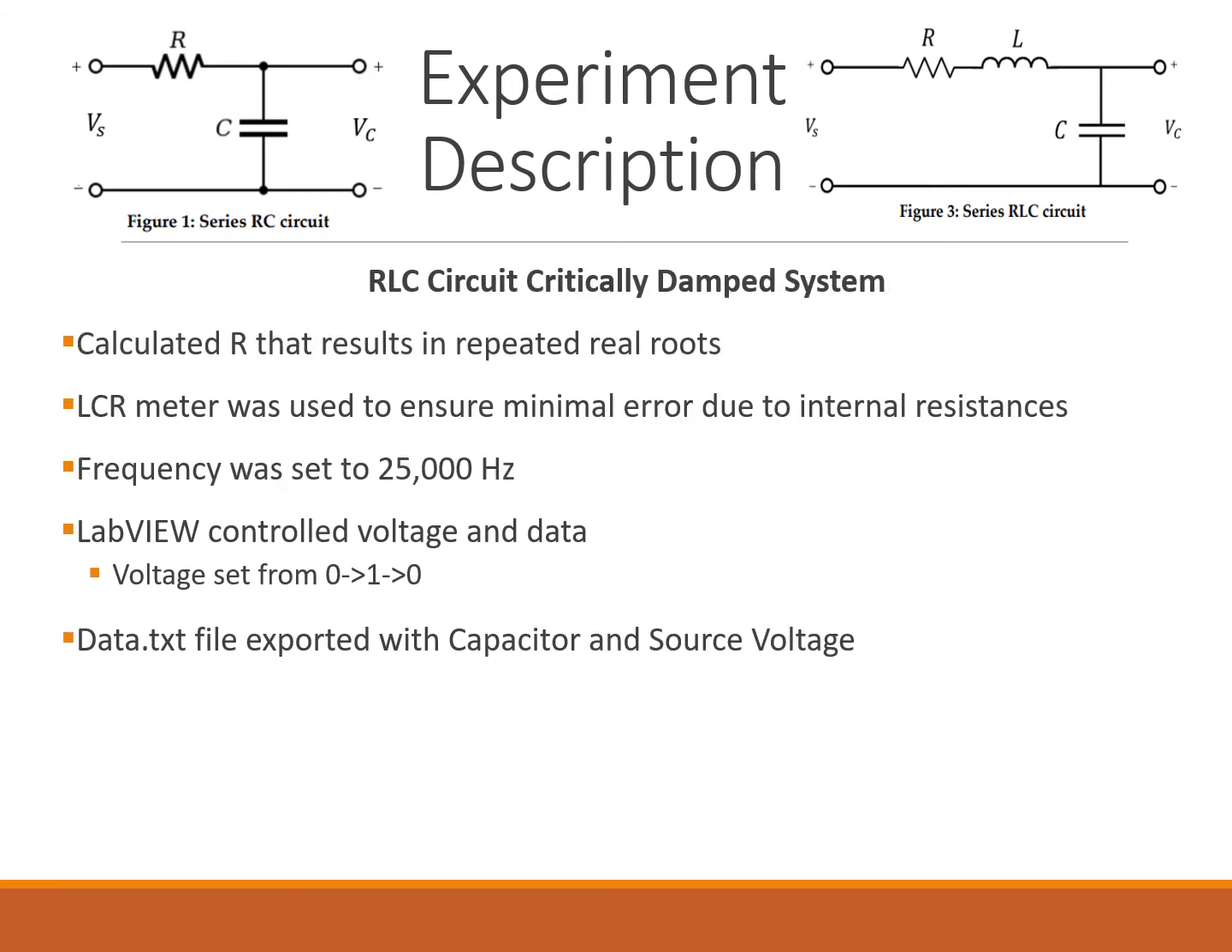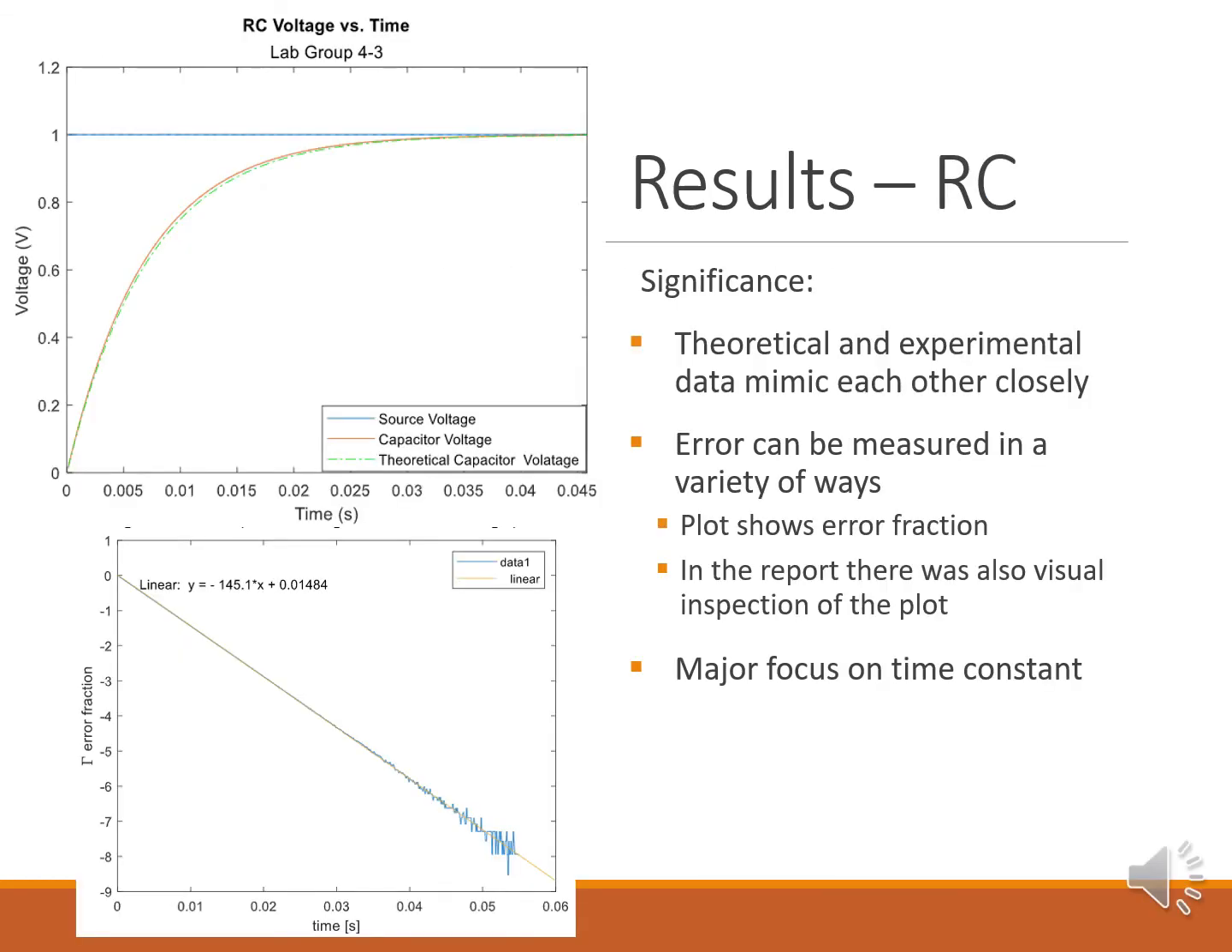Creating the critically damped system required the calculation of the system's resistance that would result in repeated real roots. After a theoretical resistance was calculated, an LCR meter was used to ensure minimal initial error. The rest of the procedure followed the same steps as the undamped RLC circuit, with the frequency being set to 25,000 Hz.